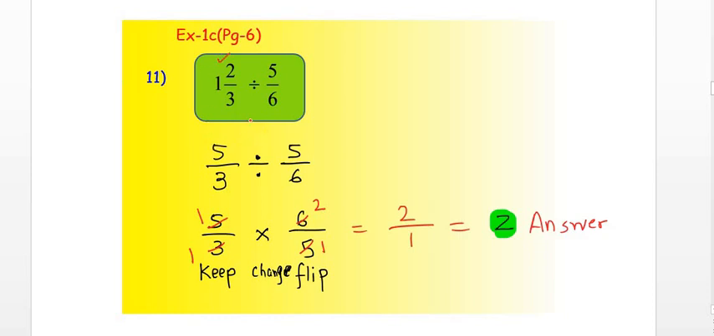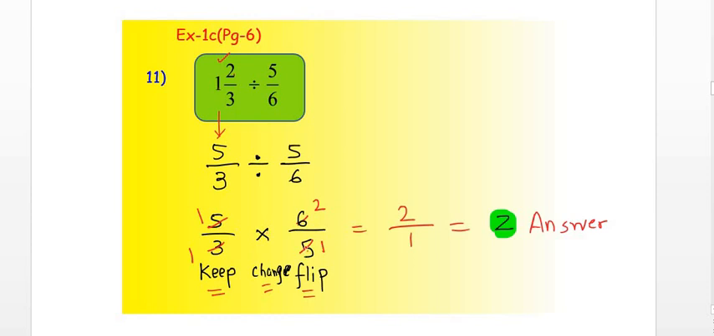Because it's a mixed number, first we have to change it into an improper fraction. So 3 times 1 is 3 plus 2, it will be 5 out of 3 divided by 5 out of 6. Next we have to keep the first fraction, flip the second one, and change the sign. So I did all of them.